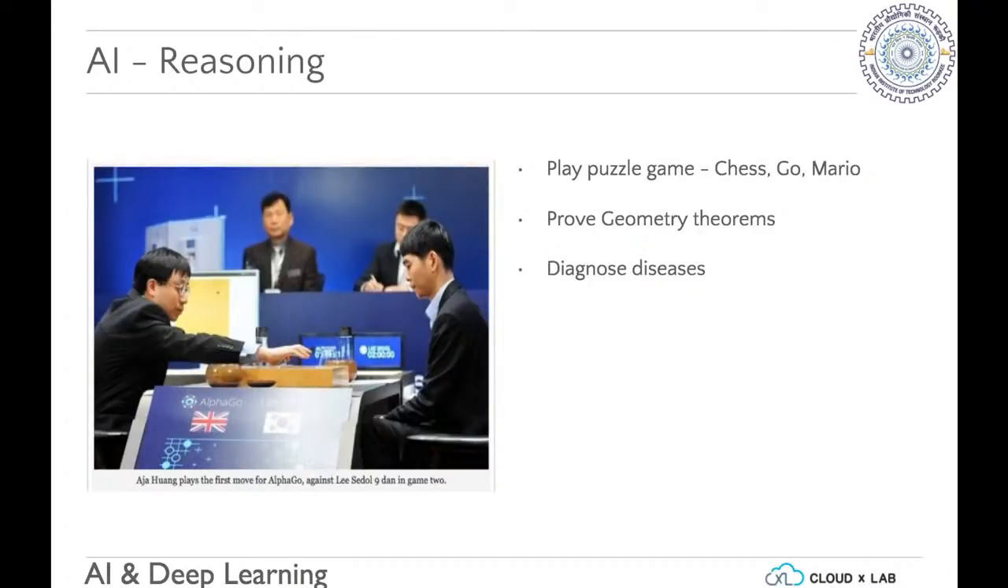The second sub-objective way for AI is reasoning. Can the computer play the game like chess, Mario, Go, or prove geometry algorithms? This is the second sub-objective. So if a machine shows these sub-objectives and has the capability to achieve these sub-objectives, then we call that AI, that the machine is artificial intelligence. And the machine is able to do this because the computer won against the world champion of a game called Go.